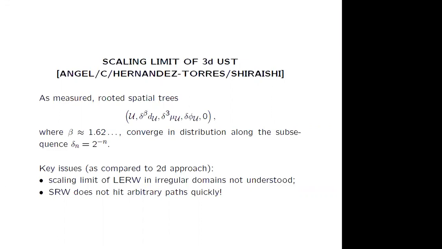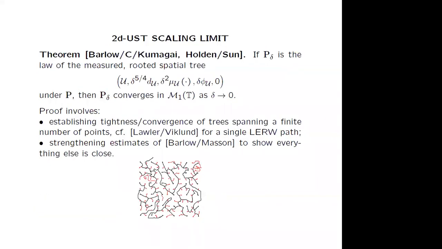So you use the result from Holden and Sun to prove your main theorem. They have this convergence of both the UST and the dual UST in their paper. Do you rely on that to prove your theorem? The fact that you have this joint convergence?